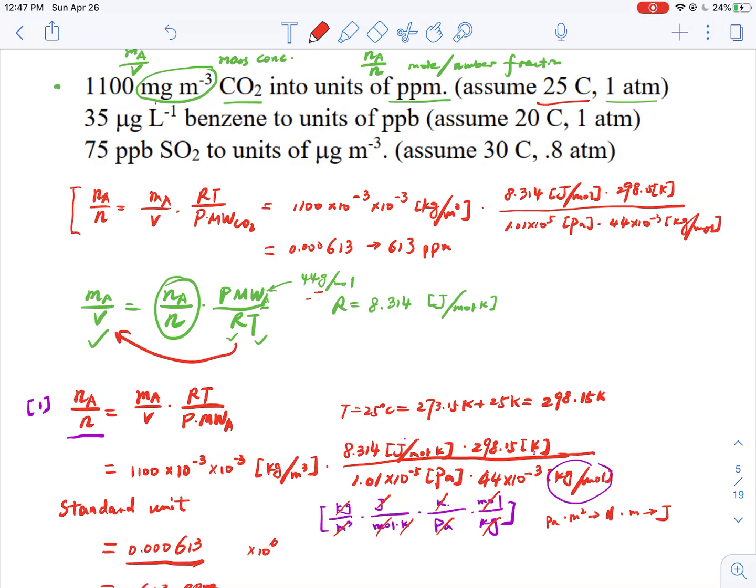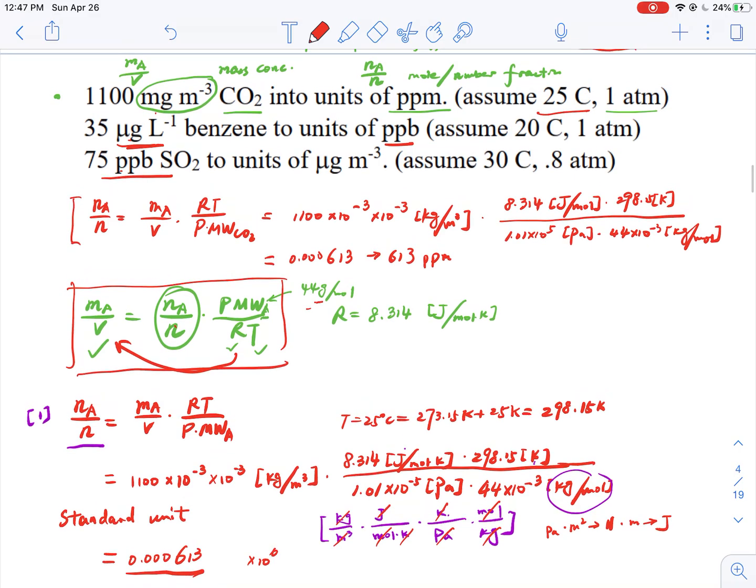Here, it's also giving you two other problems. The second one is quite similar to the first one, except that we're using micrograms, which is further lower. It wants you to convert that into ppb. And the third one is actually the reverse. It wants us to convert the mole fraction back into mass concentration. Since we have this equation here, we can directly plug in the ppb here, right? That's the number fraction, or the mole fraction, and then we can plug in the parameters for the sulfur dioxide. So I hope this is clear enough, and you can do some more practice from your homework.